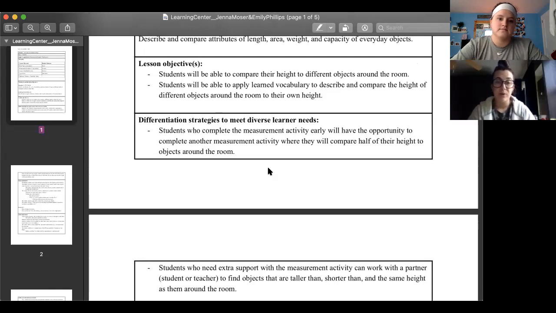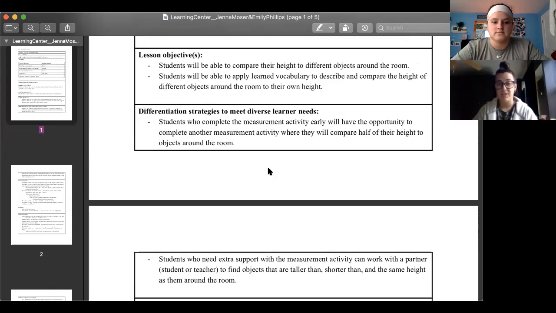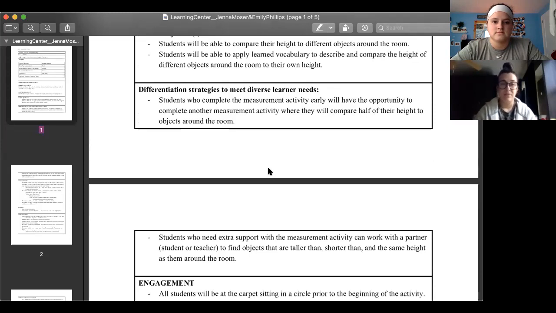And then we also included differentiation strategies to meet diverse learner needs. The first one we talked about was for students who complete the measurement activity early, will have the opportunity to complete another measurement activity where they will be comparing half of their height to objects around the room. So this first activity that they're doing is their whole height. So then if they finish early, they will have another opportunity to try it with half their height. And then for students who need extra support with the measurement activity, they will be allowed to work with a partner, and that could be a student or a teacher.